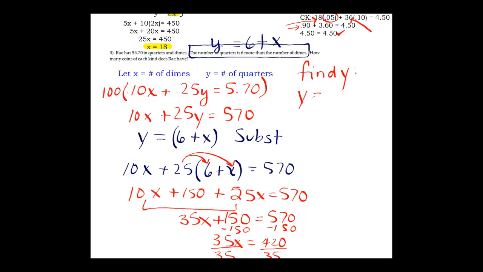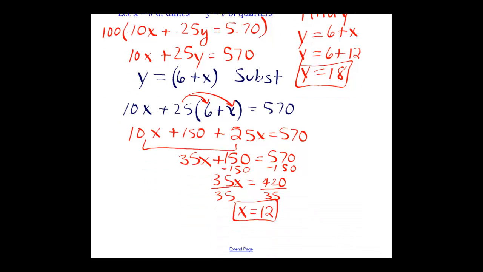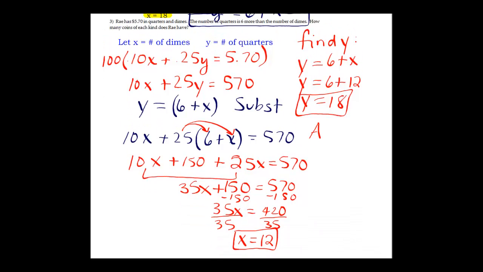Now, I have a very simple equation that I'm going to use. I'm sorry, that was the previous question. 6 plus x, y equals 6 plus 12, y equals 18. To answer your question, I have 12 dimes and 18 quarters.